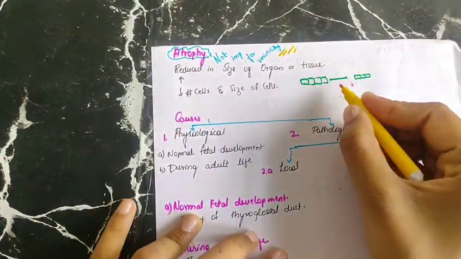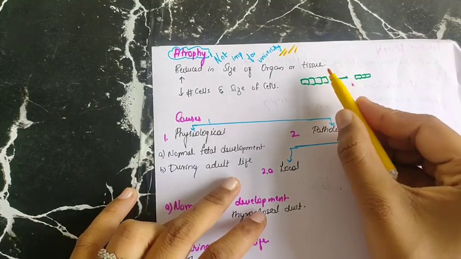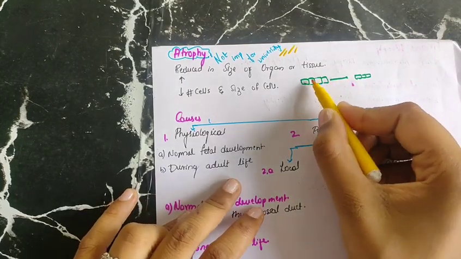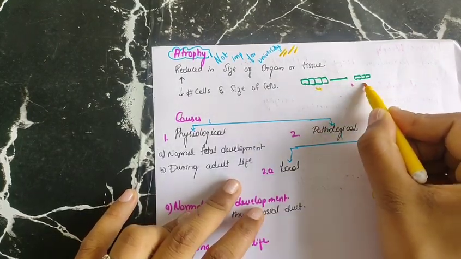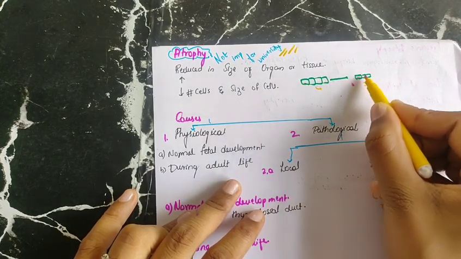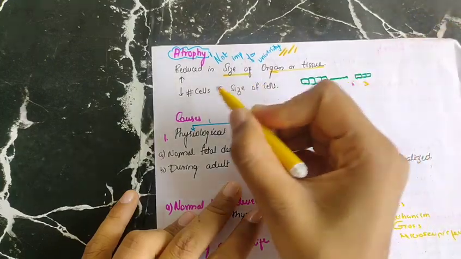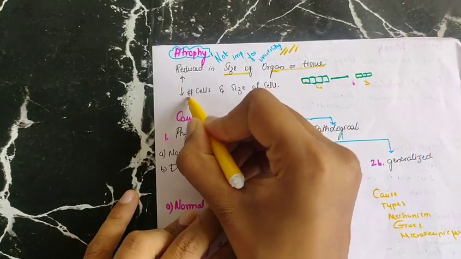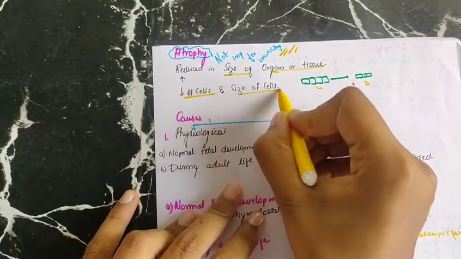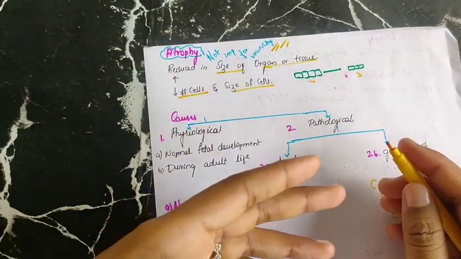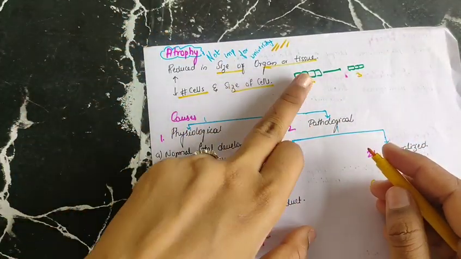Atrophy means a reduction in the number or size of cells, or both. See, there were 4 cells, here 3 cells are there, and the size is also decreased. This is a reduction in the size of an organ or tissue, because there is a decrease in the number of cells or a decrease in the size of the cells. These are the 2 reasons for the decrease in the size of the organ or tissue.